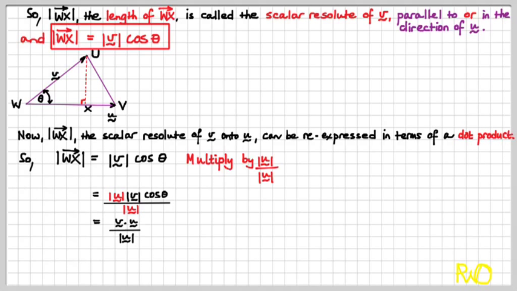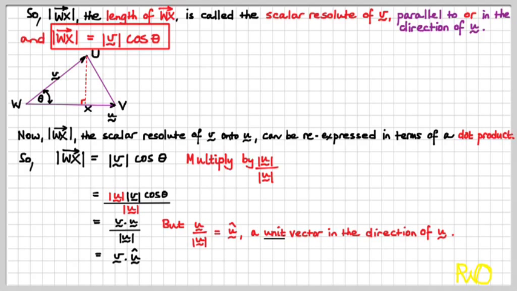Excuse me, having a little cough. Vector U over magnitude of U, what is it called? It's called U hat, which is a unit-length vector in the direction of U. Now we covered that in a previous presentation, so I can rewrite that expression with the U hat in there. So it's V dot U hat. That's it. I know it looks weird, but it's the length of Wx, which is the scalar resolute of the vector V onto, or parallel to, the vector U. So there you have it.